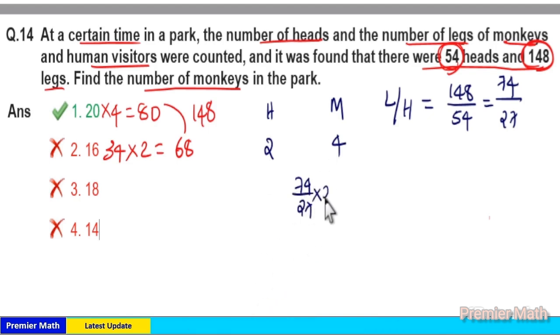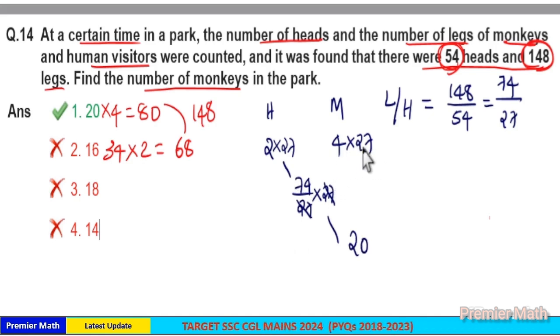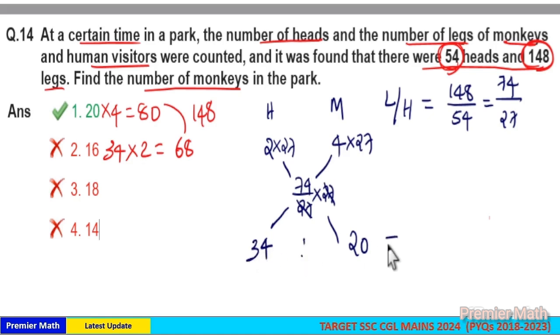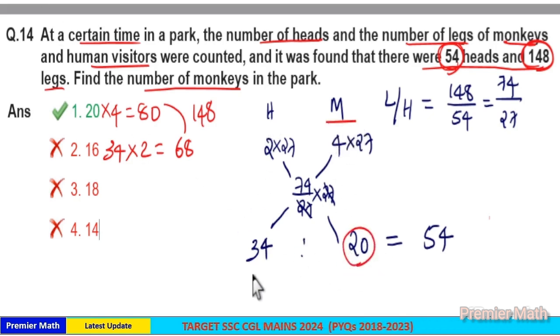Now to remove the fraction, multiply the middle number with 27. Then I should multiply the above numbers with 27 as well. 27 cancel. 2 into 27, 54. So the difference between 74 and 54 is 20. Write it here. And 4 into 27 means 80 plus 28, 108. So the difference between 108 and 74, 8 minus 4 is 4 and 10 minus 7 is 3. So 34 is to 20, which means 34 plus 20 is 54 total heads. That is, here the total number of monkeys is 20 and the total number of humans is 34. So option 1 is your answer.